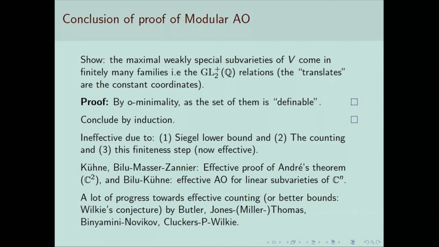So what do you mean by effective? Well, what was the source of ineffectivity in André's proof? I think it was also Siegel type things. But this uses Baker. Kühne uses Baker's bounds for linear forms in logarithms.